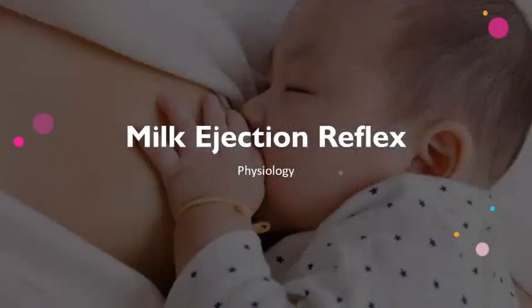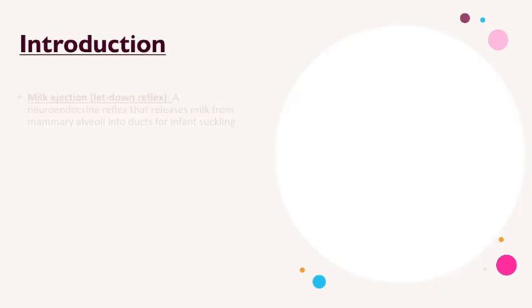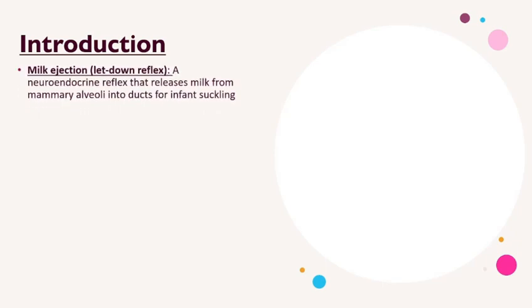Welcome to everyone in today's lecture on the milk ejection reflex, which is also called the let-down reflex. We go through the introduction. First, we see what this reflex is. This is a neuroendocrine reflex that releases milk from the mammary alveoli into ducts for infant suckling.